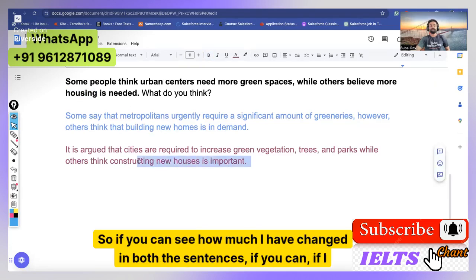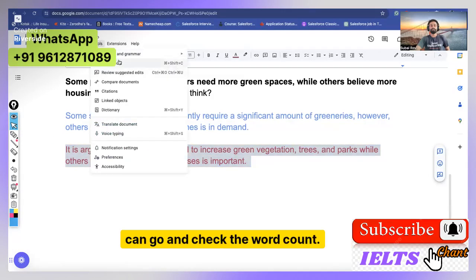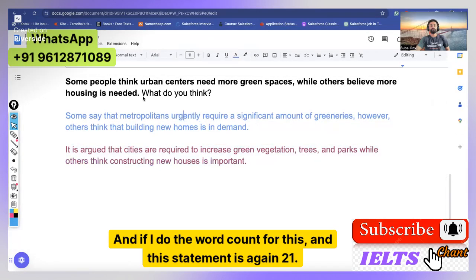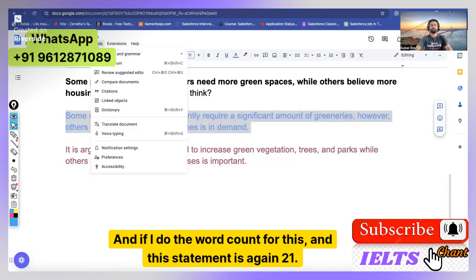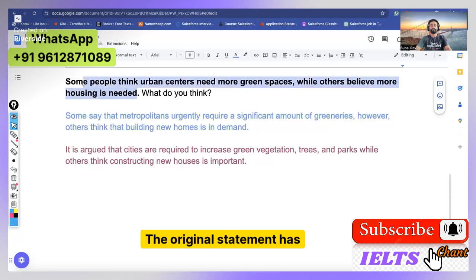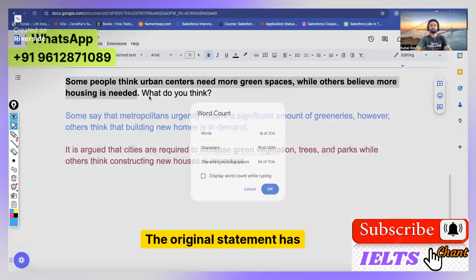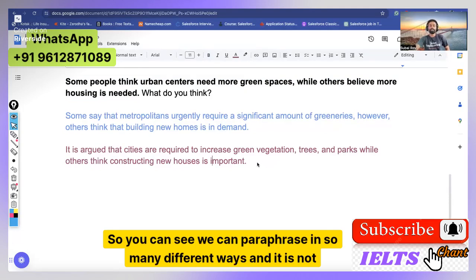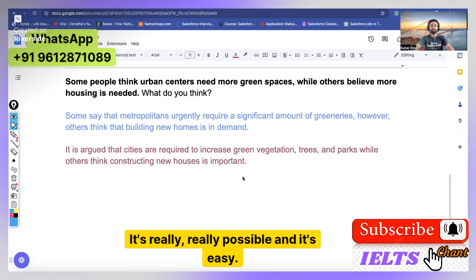So you can see how much I have changed in both the sentences. If I go and check the word count, this is 22 words. And if I do the word count for this statement, it is again 21. The original statement has 16. So it's close to that because here I explained a little bit. So you can see we can paraphrase in so many different ways, and it is not impossible. It's really possible, and it's easy.